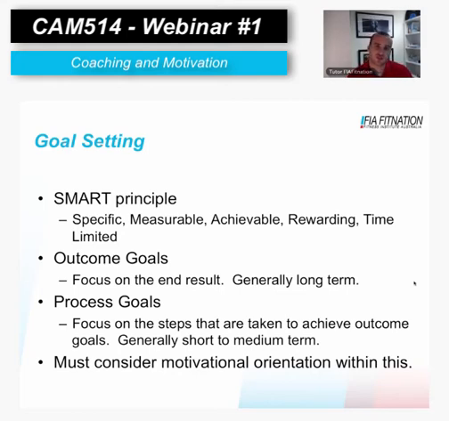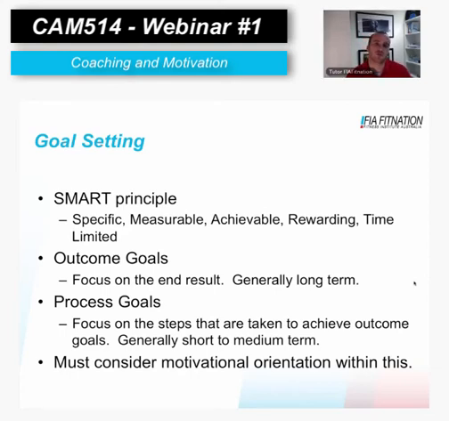Specific is really important, and this is really referring to the amount of detail that you have within your goal. The more detail you provide, the more clarity there is for your client in judging what is it I'm trying to achieve. And that will allow you to set clearer processes to allow them to achieve that goal.